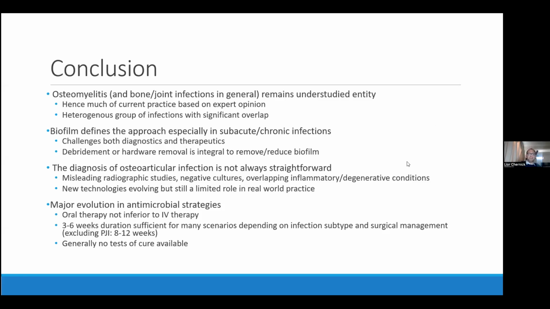And then there's been a major evolution in antibiotic strategies over the last 10 years or so. Oral therapy is probably not inferior to IV therapy based on the Aviva trial. And for most scenarios, or many scenarios, 3 to 6 weeks of antibiotics, dependent on the infection subtype and surgical management undertaken, is probably adequate. And unfortunately, as mentioned with osteomyelitis specifically, there's often no clear-cut test of cure when dealing with chronic osteomyelitis.